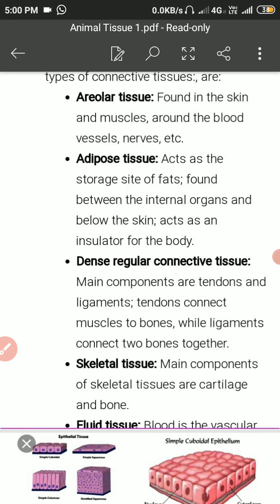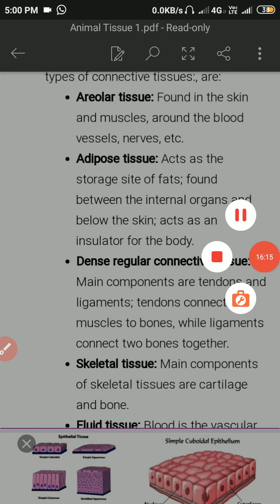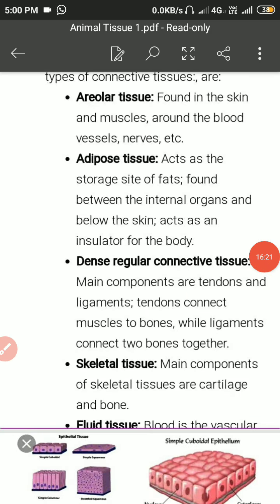So dear students, the skeletal tissue can be defined as the skeletal system of the human body, and this skeletal system makes the frame of the body. It makes the frame of the body because the body is structured on this frame, and that frame is called skeletal tissue. That is the bones.